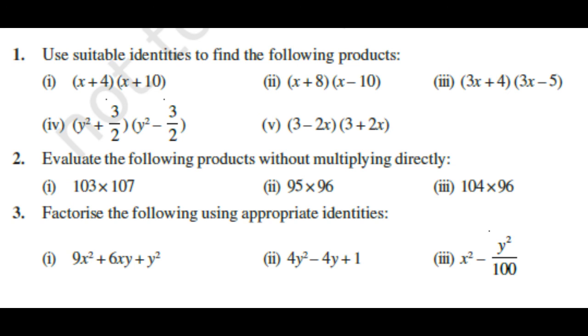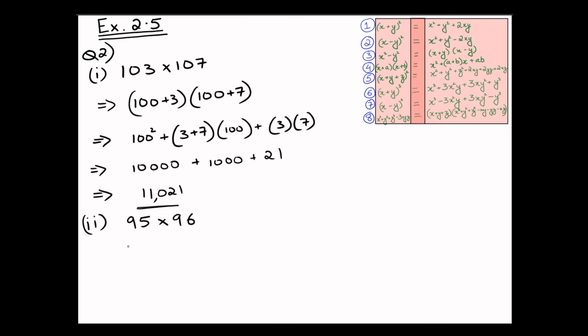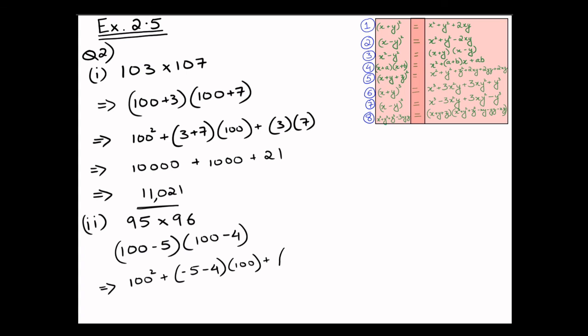We're going to try the product of the second part, which is 95 into 96. The representation for this product we'll write as 100 minus 5 into 100 minus 4. And here again, we're going to expand this using identity number 4. So we'll get 100 square plus minus 4 minus 5 into 100 plus minus 5 into minus 4.